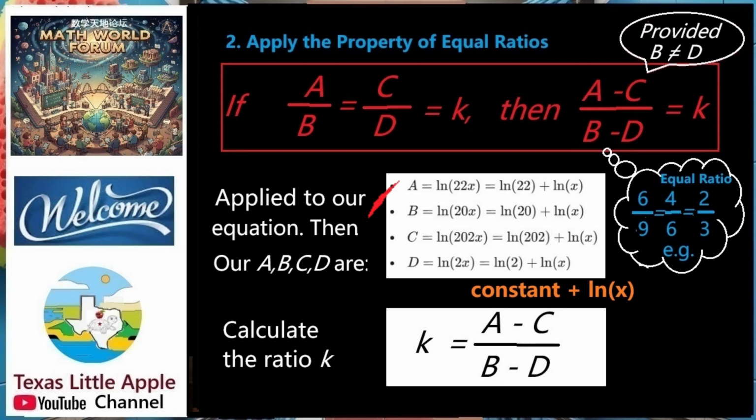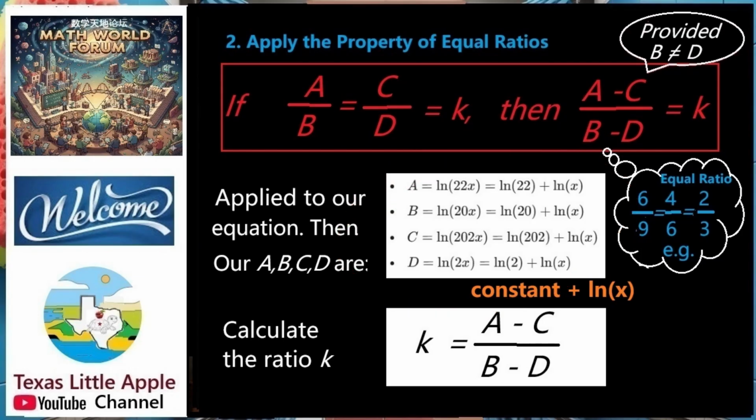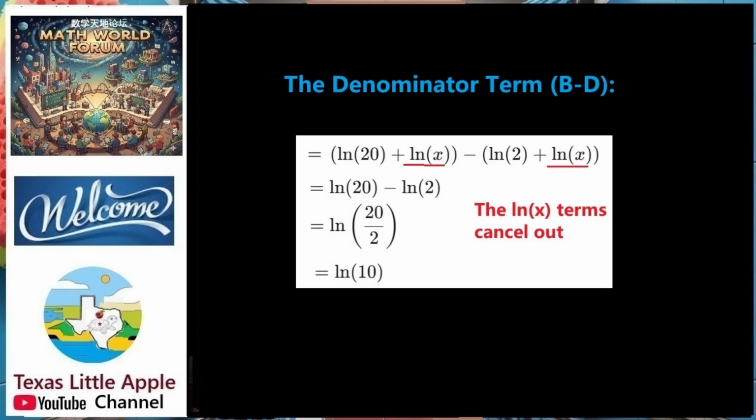We identify a, b, c, d, as shown on the screen. Each of them can be written as a constant plus the same logarithmic term, log x. Once these expressions are set up, we can compute the value of the ratio k. When we do the numerator calculation, the log x terms cancel out. As a result, we obtain the numerator, a minus c is equal to log 11 over 101. When we do the denominator calculation, the log x terms cancel out. As a result, we obtain the denominator, b minus d is equal to log 10.